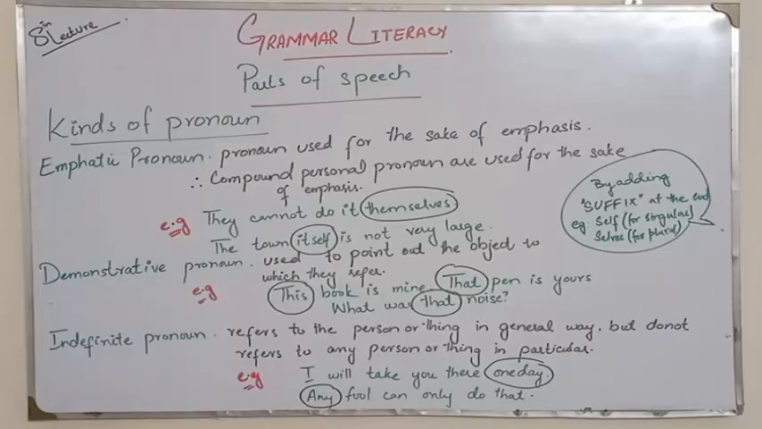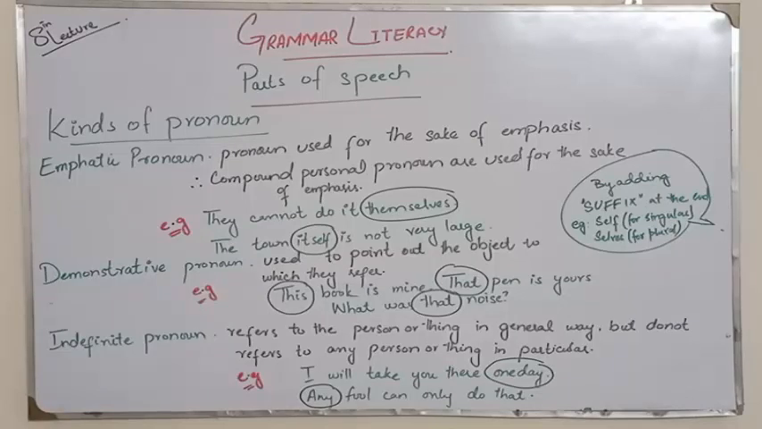Indefinite pronoun refers to a person or a thing in a general way. Like, we are having no specific thing here, we are talking about the general way. We are not having a particular place or a thing to refer to, we are just talking in general. For example, I will take you there one day. For example, somebody is asking, I like that place, when are you going to take me there? So the answer could be, I will take you there one day. Like, one day we will definitely visit that place.